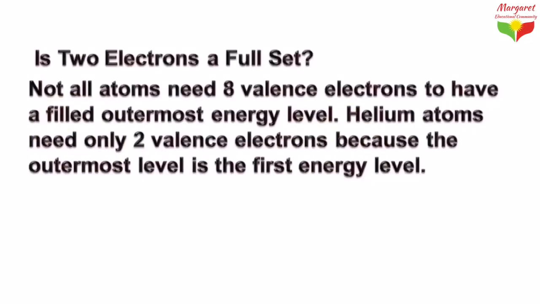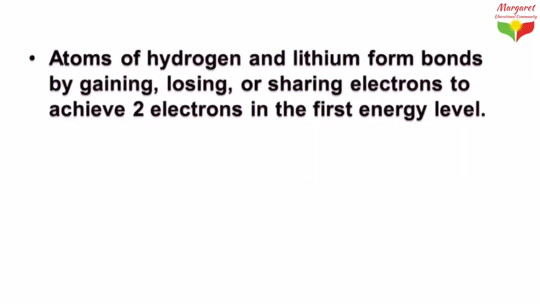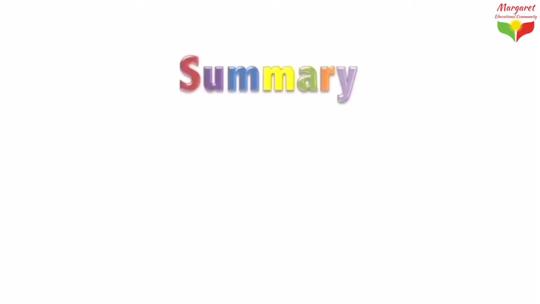Not all atoms need 8 valence electrons to have a full outermost energy level. Helium atoms need only 2 valence electrons because the outermost level is the first energy level, and we say that the first energy level is filled by 2 electrons. Atoms of hydrogen and lithium form bonds by gaining, losing, or sharing electrons to achieve 2 electrons in the first energy level. Here is a summary of today's lesson.